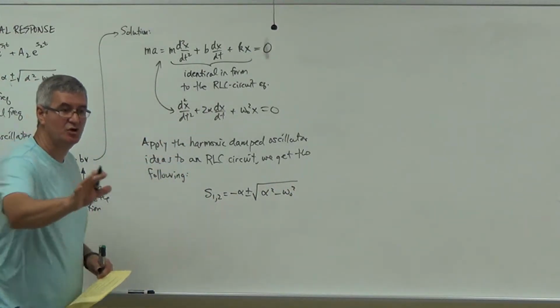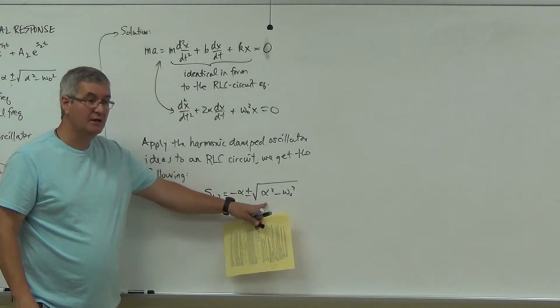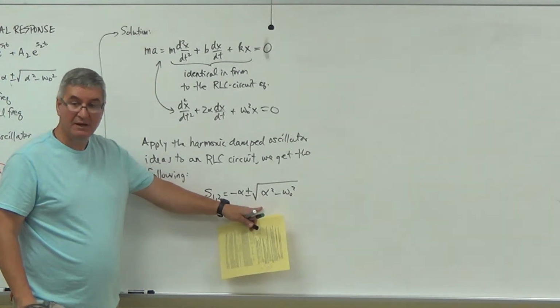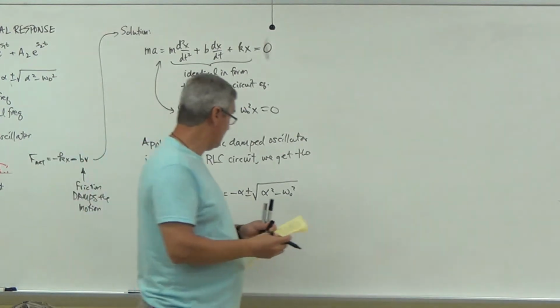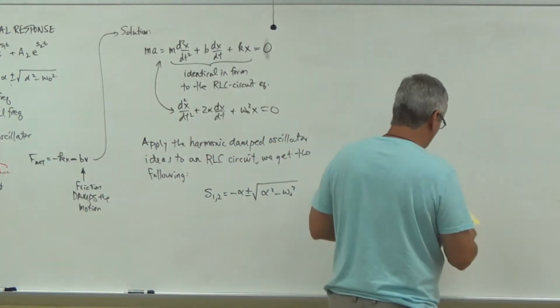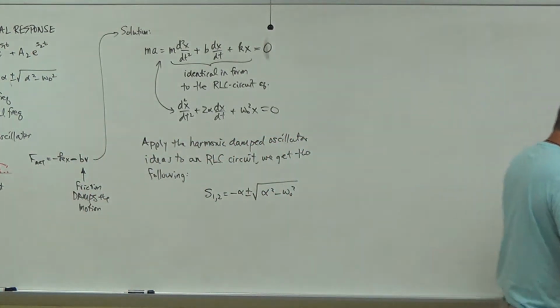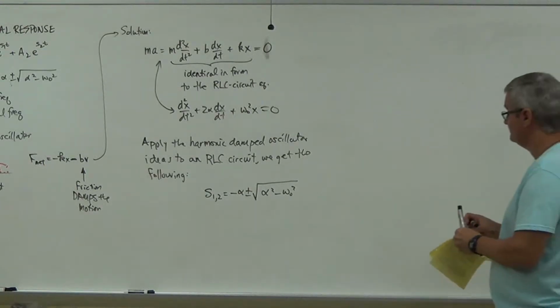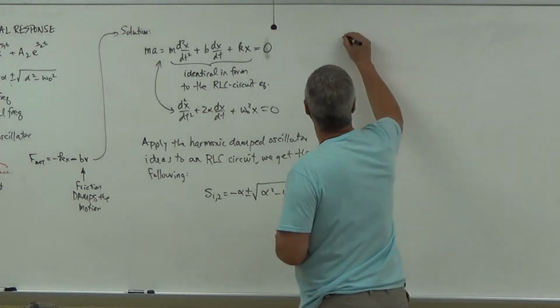You can see what determines everything is what happens in that radical right there. Okay? It depends on what happens on that radical. And what we see here is that there's going to be effectively 3 cases here. Okay, there's going to be 3 cases here. So let's look at case 1.